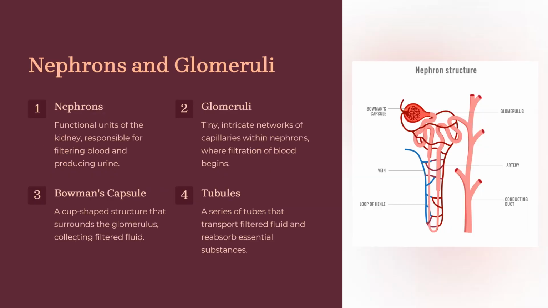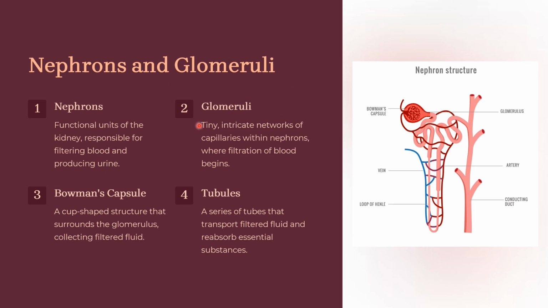Okay. Now we'll see nephrons and glomeruli. So you can see the structure of nephron over here. We have Bowman's capsule, inside we have glomerulus, the ducts ascending, descending, loop of Henle, collecting duct, artery, vein. So what is nephron? It's a functional unit of the kidney which is responsible for filtering blood and producing urine.